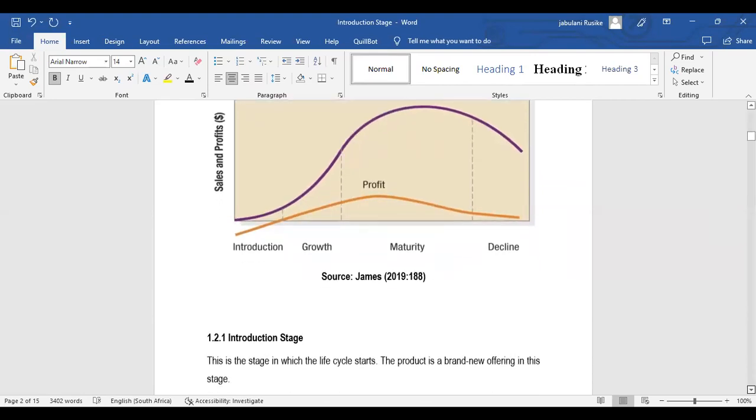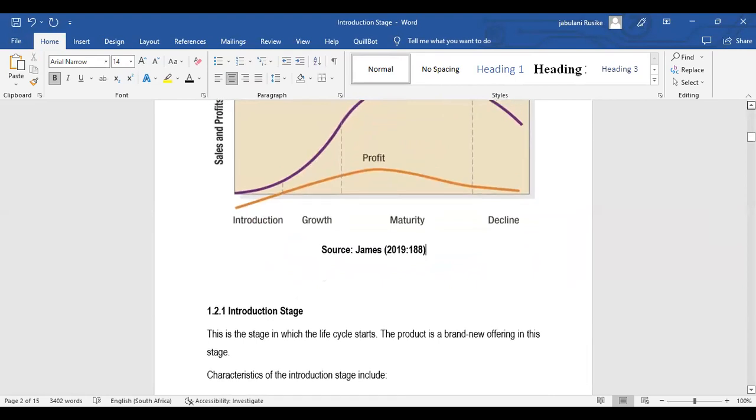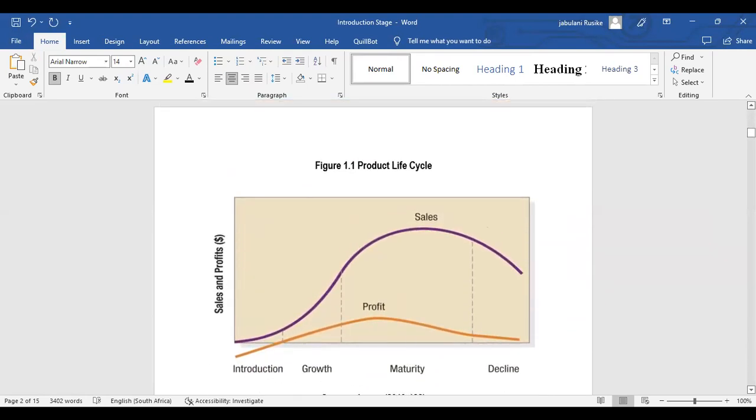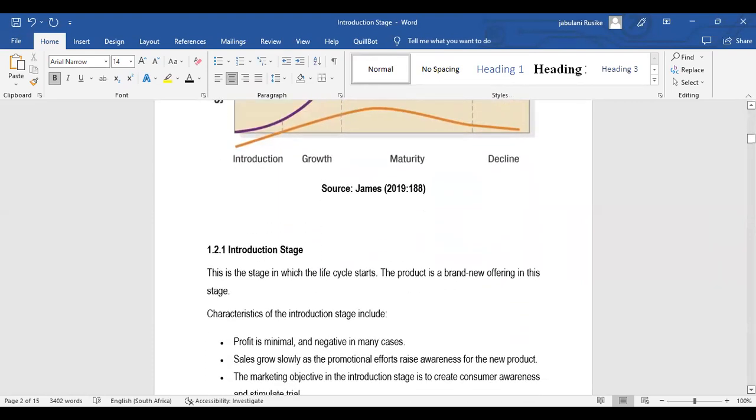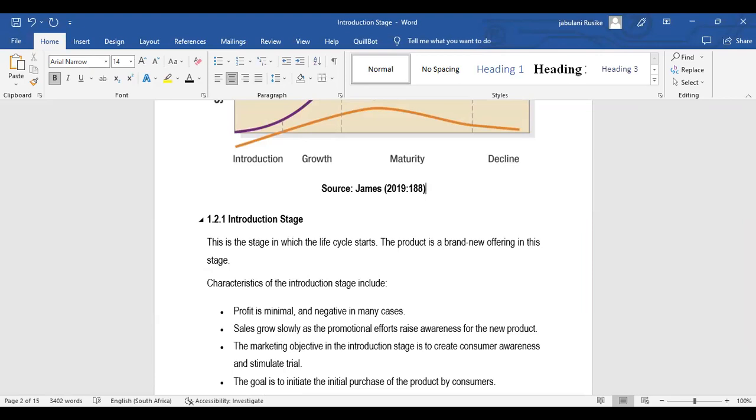But if it's an assignment, make sure that your figure is clearly labeled, Figure 1.1, Product Life Cycle, and then you put a source here to say James 2019, page 188. And now we are going to talk about the introduction stage. You are just taking the reader through the product life cycle so that you show him that you know what a product life cycle is before you can apply it to the case study. So now we start at the introduction stage.